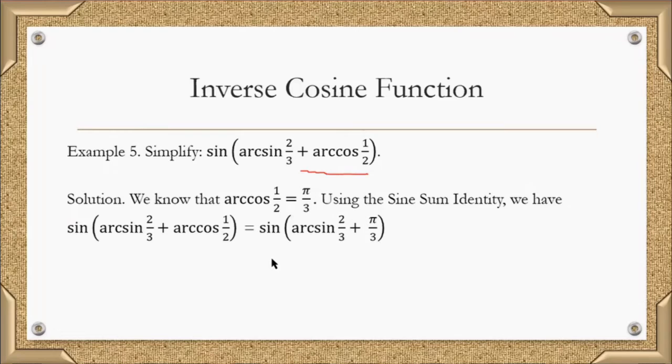Then, sine sum identity. So, meron tayong sine arc sine 2/3 cosine pi over 3 plus cosine arc sine 2/3 sine pi over 3. Di ba yung rule natin sa sine sum identity ay sine, cosine, cosine, sine. Okay? Then ito lang yung ating angle A and angle B. Ayan siya. Okay? Next, simplify natin.